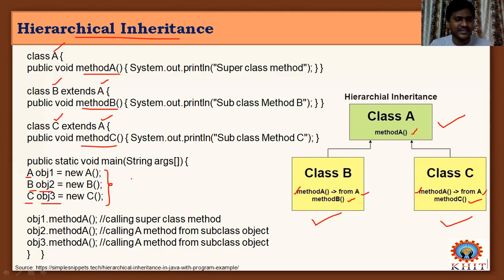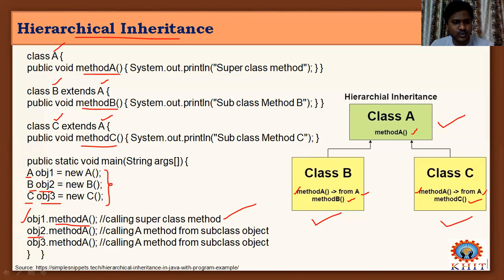And why I created them individually here: I'm trying to access the properties of class A from class B and class C. So I have created different objects for different classes, and I'm going to access method A through the object of class B and the object of class C. Here, object 1 is a superclass object, and it is allowed to access method A. Call it superclass method, as it is allowed.